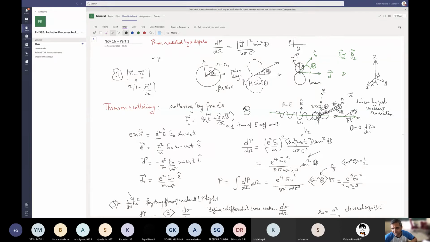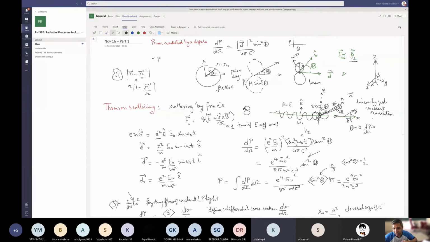If you're seeing it from somewhere else, your n hat changes, but the electric field always lies in that plane, along the direction of the perpendicular. This is the projected acceleration, projected perpendicular to the line of sight. Right, so this is the line of sight. Drawing is a little difficult because these are three dimensions that I'm talking about, but it's important to have a feel for it.